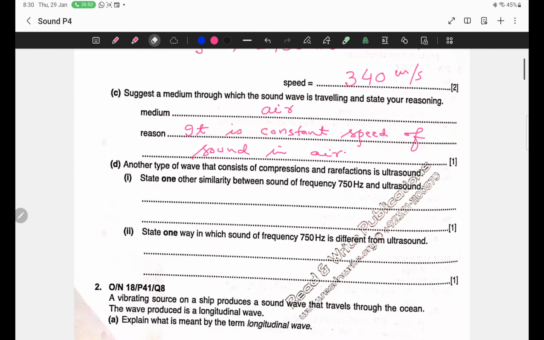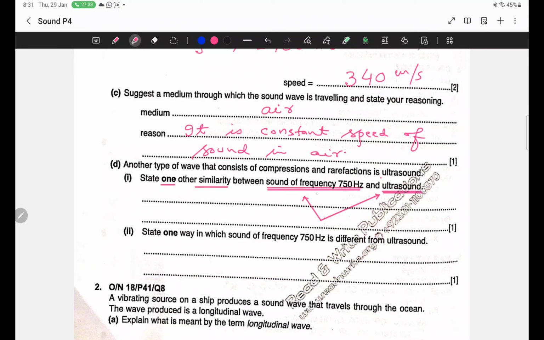The next part is, consider we have two longitudinal waves. One of them is ultrasound, and another is sound of frequency 750. You are given two options: sound of frequency 750 hertz, and ultrasound. The question is, what is one similarity between them?